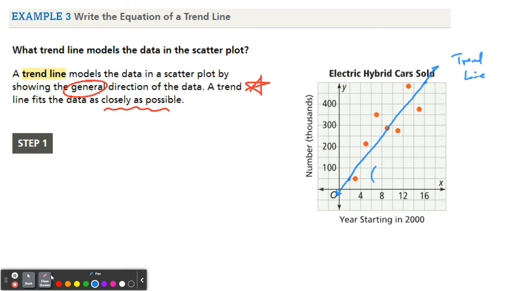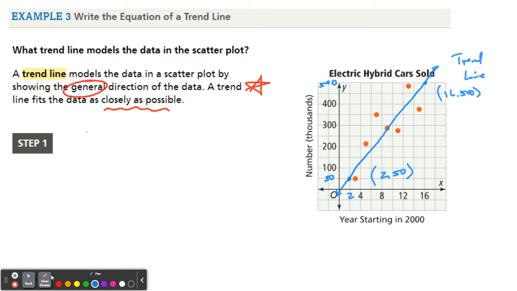So this point right there, that blue dot, is (2, 50). Again, I'm counting by 2's and 50. 2's on my x, 50 on my y's. And this point right here is (16, 500). This is 500 up here. So once you identify your 2 points, now we're going to go to town, right?